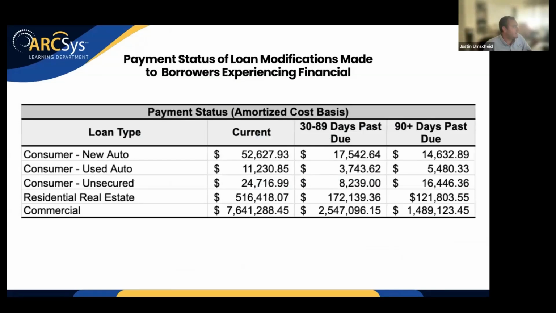And this next one is just payment status of loan modifications made to borrowers experiencing financial difficulties. This is the one where we're going to have to break it out by the different modification types. So interest rate reduction, payment status, and so forth. We then just have to put what's current. And again, this is only those loans that are modified. So what's current, what's 30 to 89 days past due, and then what's 90 days past due and greater.